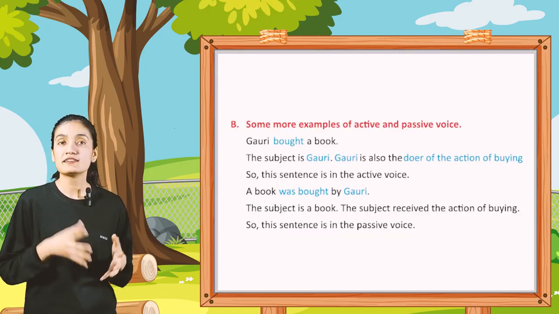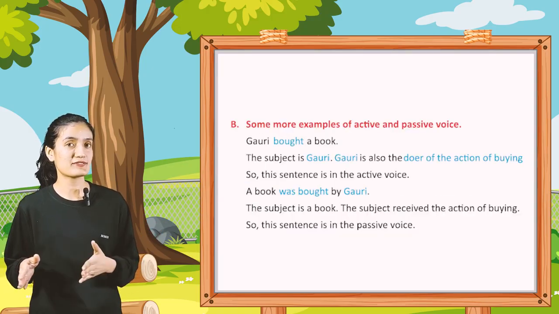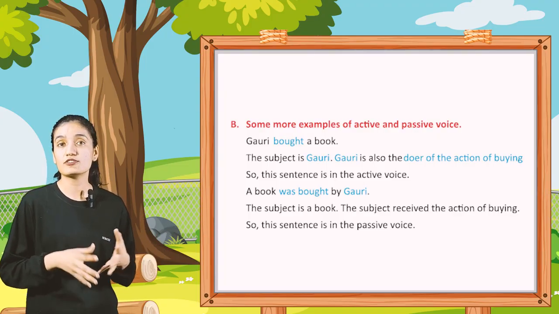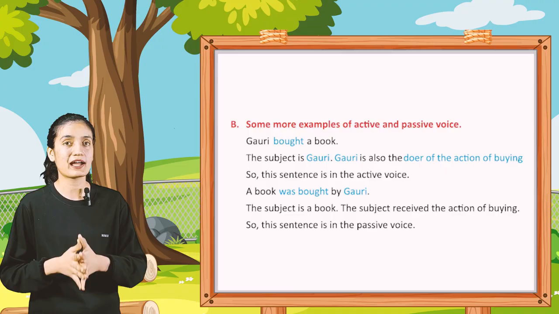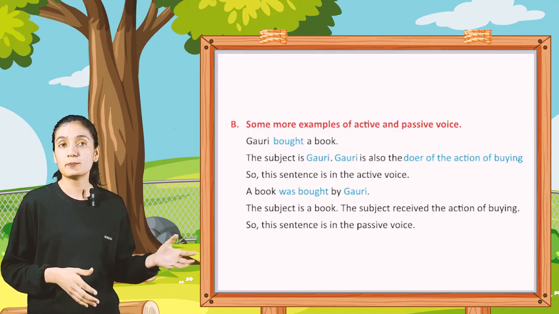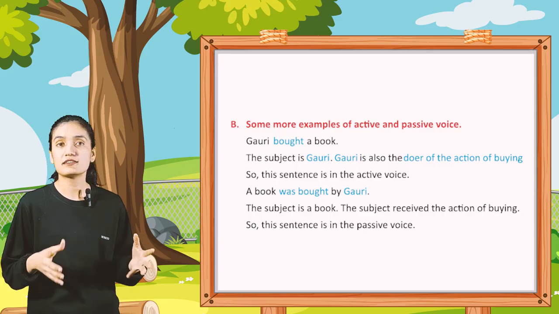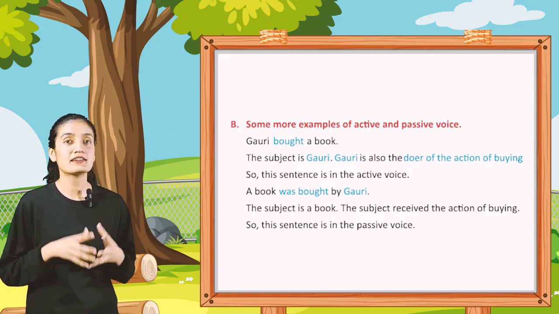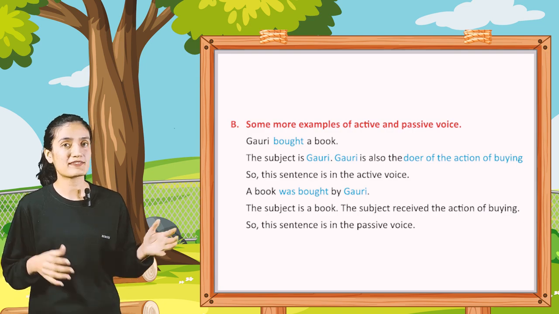B. Some more examples of active and passive voice. Gauri bought a book. The subject is Gauri. Gauri is also the doer of the action of buying. So the sentence is in the active voice. The book was bought by Gauri. The subject is a book. The subject received the action of buying. So this sentence is passive voice.